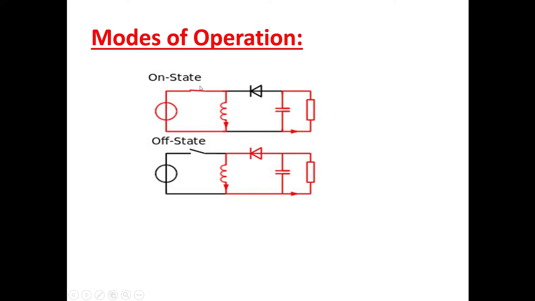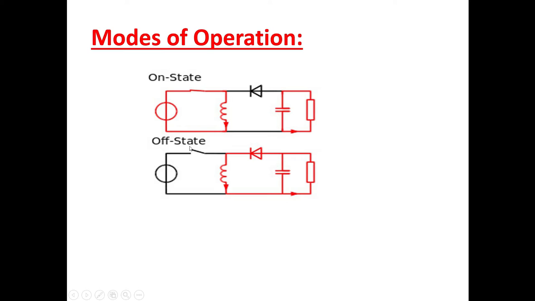During switch on condition, that time inductor is going to charge, that time current flow will be like this, and diode is in off condition. That time capacitor is only driving the load. That means whatever capacitor initial voltage is there, that voltage will appear across the load.